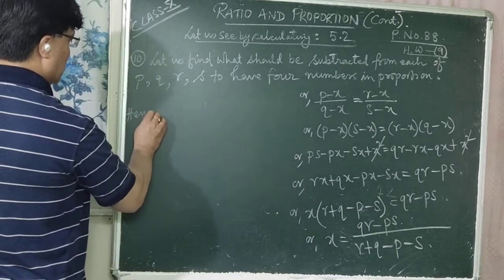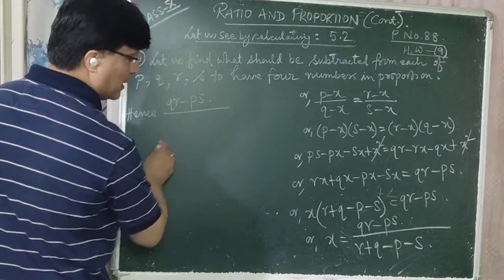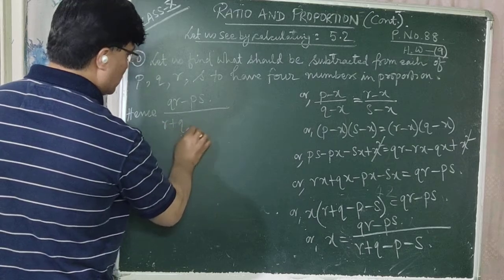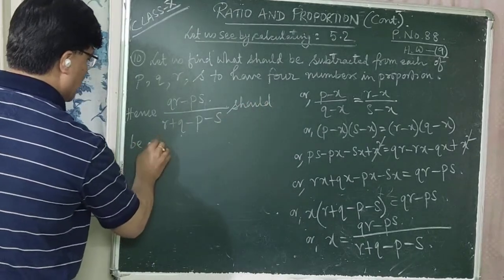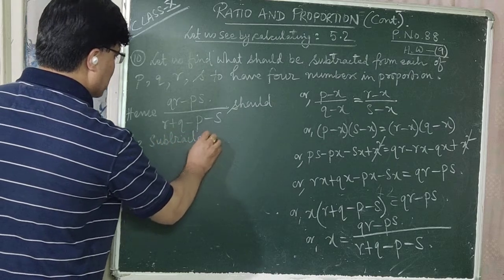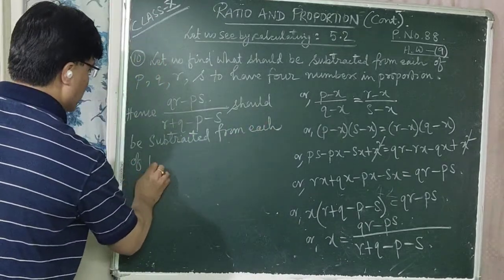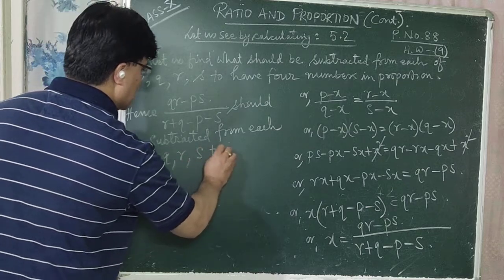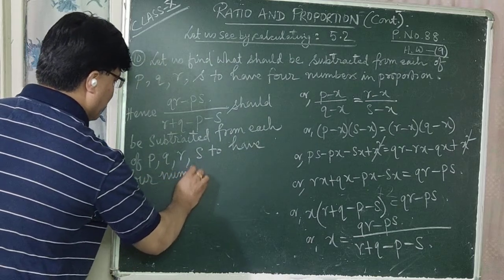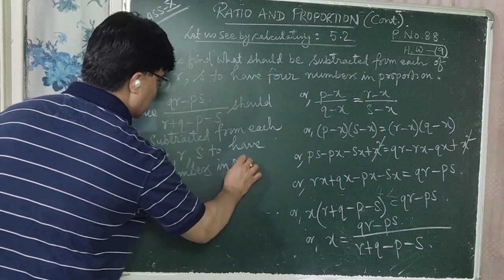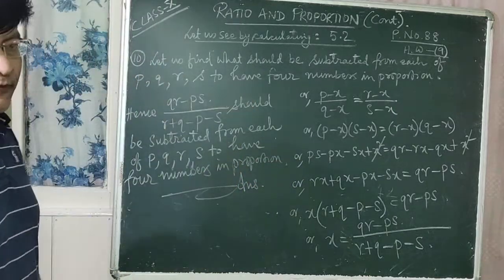Hence QR minus PS divided by R plus Q minus P minus S should be subtracted from each of P, Q, R, S to have four numbers in proportion. So this is your final answer.